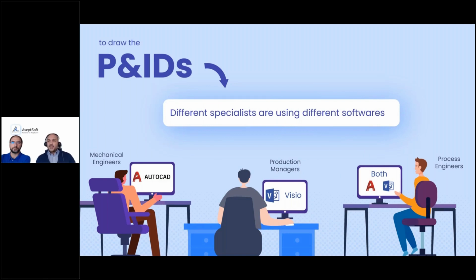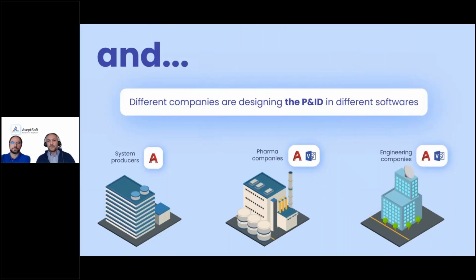We all know that different specialists like mechanical engineers, production managers, or process engineers are using different software for P&ID design. Some AutoCAD, some Visio, some others, sometimes both. There are different types of companies, so end users that can be pharma, food and beverage, or chemical companies, system producers, engineering companies, and all of them implemented in their design workflow different software for P&ID design.